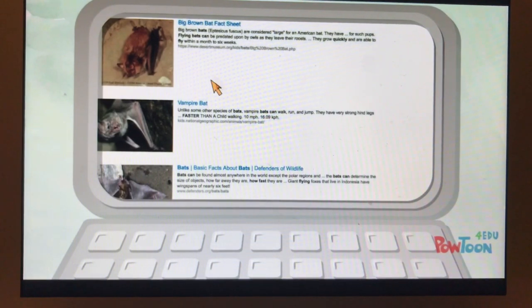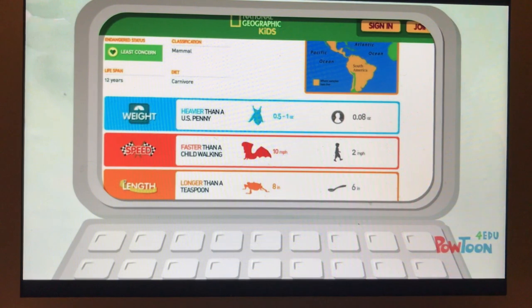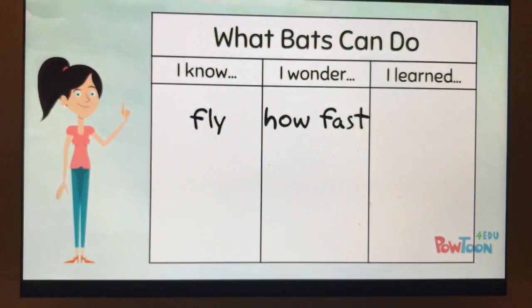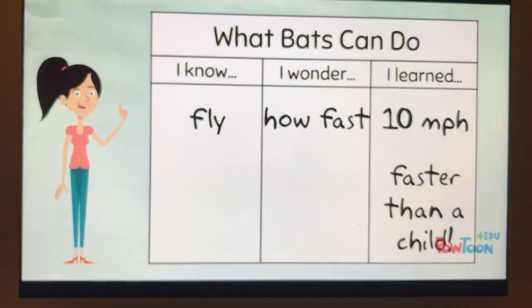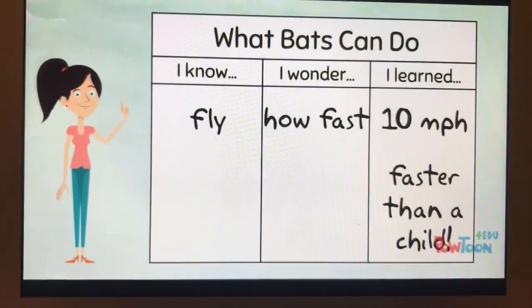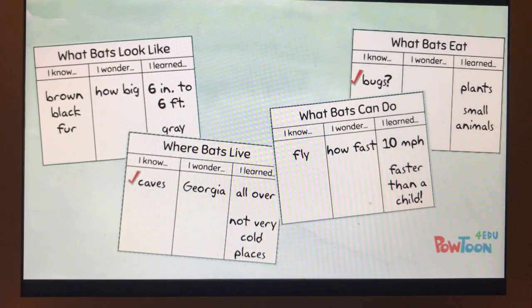Let's see. I'm going to click on this link to National Geographic Kids. Here it is. It says bats can fly faster than a child walking. A bat can fly 10 miles per hour, and a child can only walk 2 miles per hour. I will add that to my organizer. Now I have all of the information I was looking for, so I think I'm finished researching.